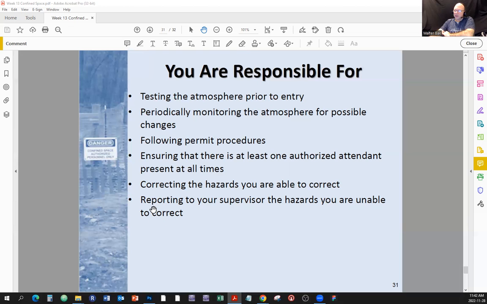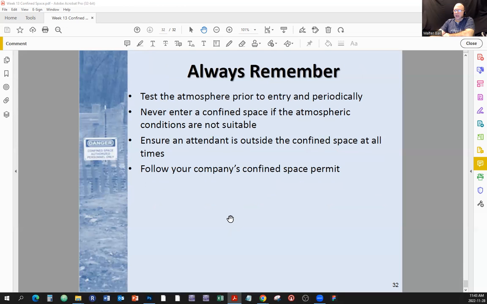And you're responsible: if you see some hazards, you should report that. You can't just ignore it and walk by, thinking, who cares about the next person who's going to walk here after me, let them worry about it. Not like that. So you're supposed to report to your supervisor the hazards that you are unable to correct. Look at 31 out of 32, we're almost to the last slide here.